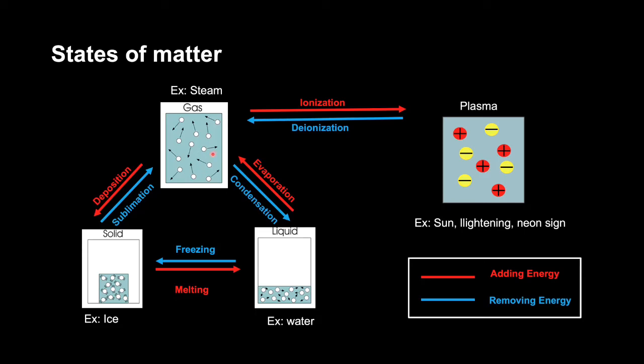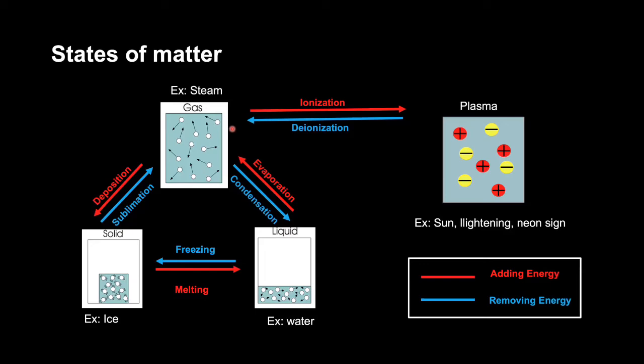Now we go from a gas to a solid, and we call that deposition. With deposition, water vapor makes ice patterns on your cold windows. Therefore, you'll see frost on the windows. Now, if you reverse that and go from solid to gas, that's sublimation. You see that with dry ice. If we go from gas to liquid, remember that's condensation. And then liquid to solid, that's freezing. The red represents adding energy, and the blue removing energy.